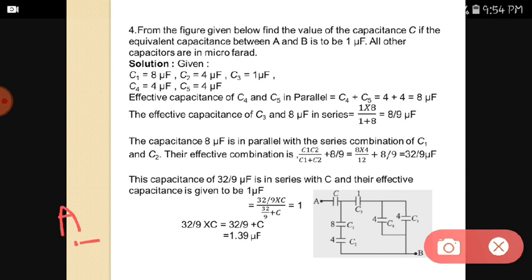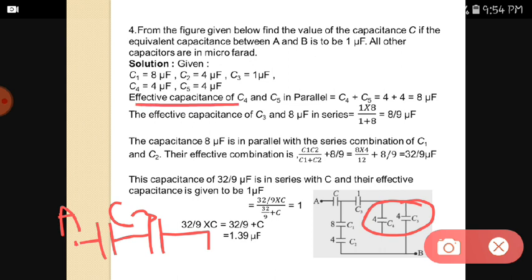This is A, this is C, this is C3 over here, and you can see C4 and C5 are both parallel to each other, right? So let us find the effective capacitance by calculating the parallel combination. When these are parallel with each other, we can directly add. That will be 4 plus 4, as C4 is 4 and C5 is also 4. So I am getting 8 mu F.